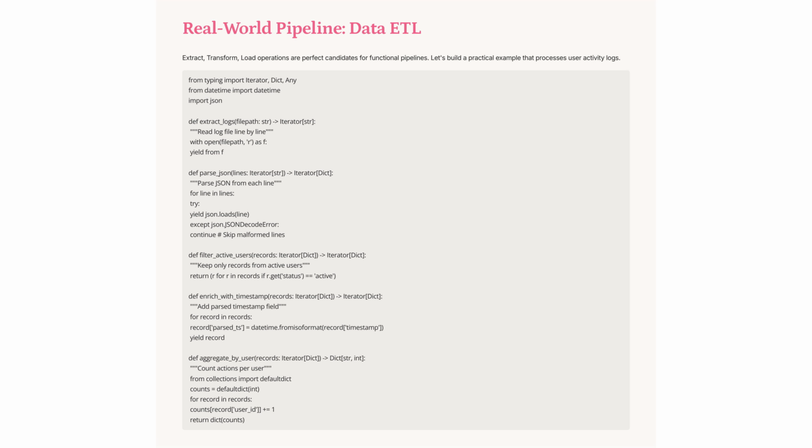Extract, transform, load, ETL, operations are ideal for functional pipelines. Start by extracting logs line by line, parsing JSON, and filtering active users. Enrich records with timestamps, then aggregate actions per user. This approach efficiently processes user activity logs, ensuring data integrity and scalability in real-world applications.